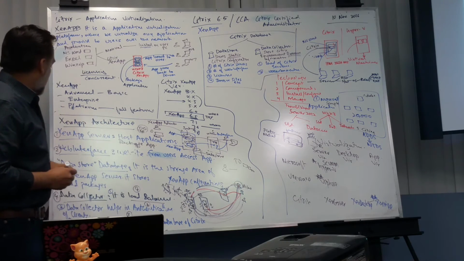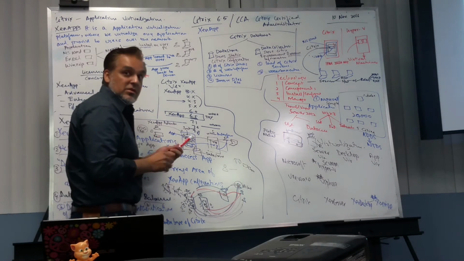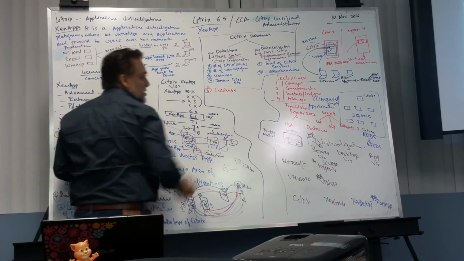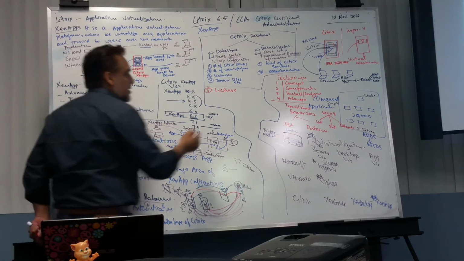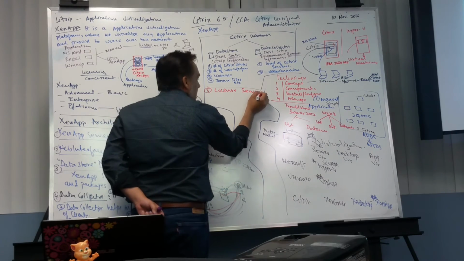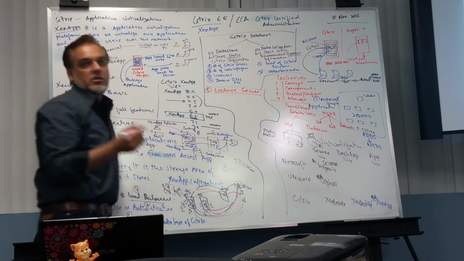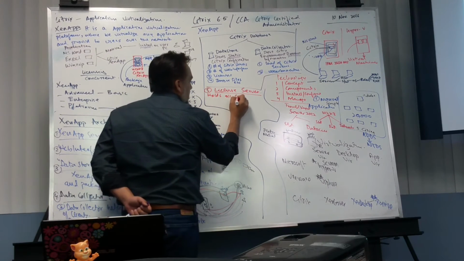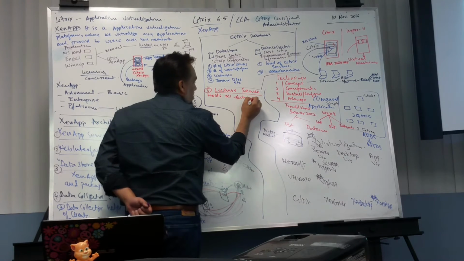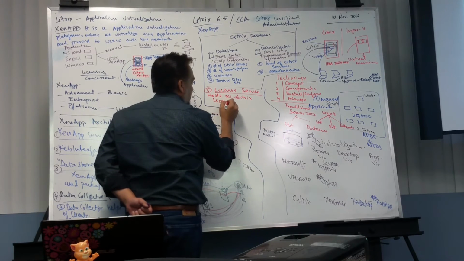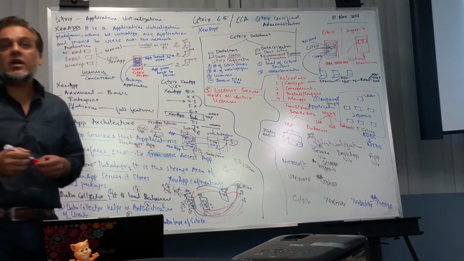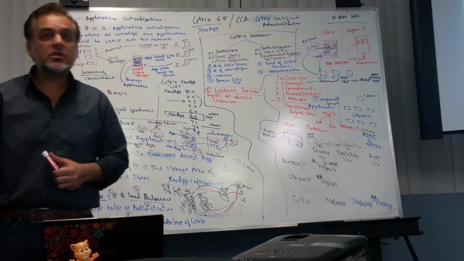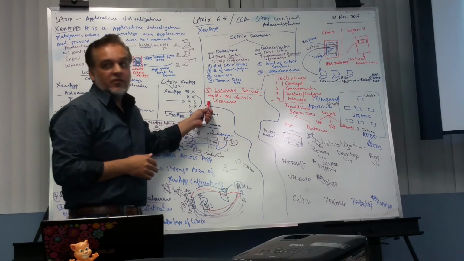Guys, the next important component, the fifth one, is the license server. It is explaining itself. The license server is the server that holds all the licenses of Citrix. If the Citrix license server is down, your Citrix environment cannot work. And these license servers are very strong servers.